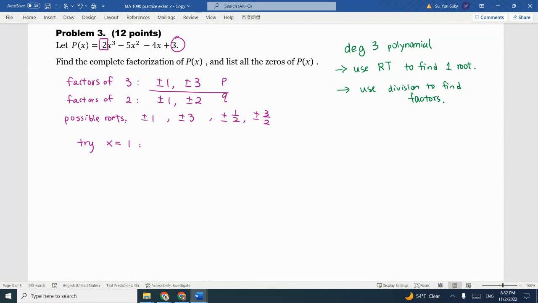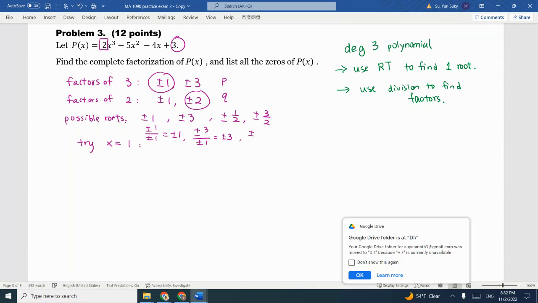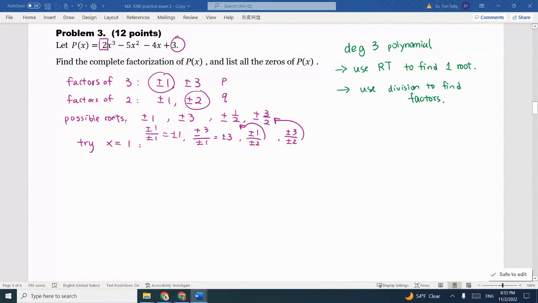Oh, okay. What does that mean by P over Q? You use all the possible P and divide it by all the possible Q. But you have to calculate what that is. So plus or minus 1 over plus or minus 1 is plus or minus 1. Plus or minus 3 over plus or minus 1 is plus or minus 3, right? Plus or minus 1 over plus or minus 2 gives you plus or minus 1/2. And finally, plus or minus 3 over plus or minus 2 gives you plus or minus 3/2. So that's how you get all the possible roots.